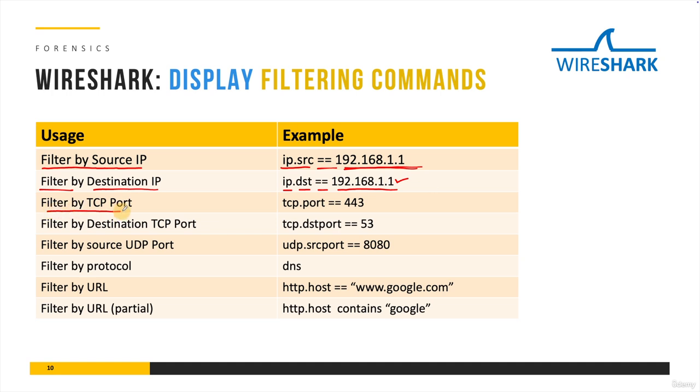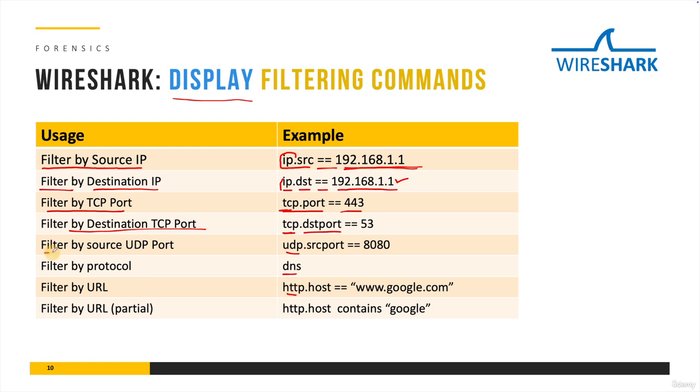Also, you can filter by TCP port, for example. So it will be tcp.port equal to 443. Now this means it can be going to port 443 or coming from 443, okay? However, if you want just the destination port TCP 443, then you need to do tcp.dstport. So one rule of thumb which you can remember when using display filters is that you always specify the protocol first. So for example, IP, TCP, UDP, DNS, HTTP. So it always starts with the protocol name.